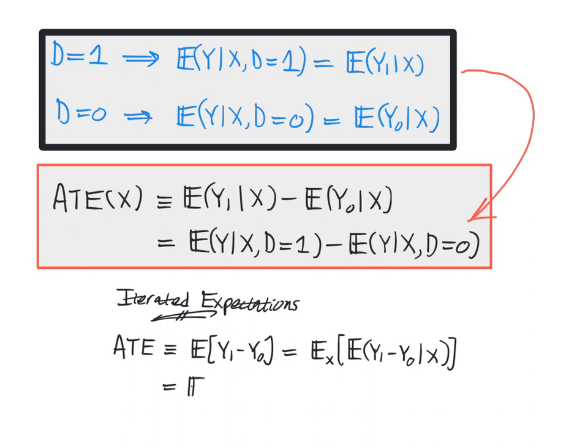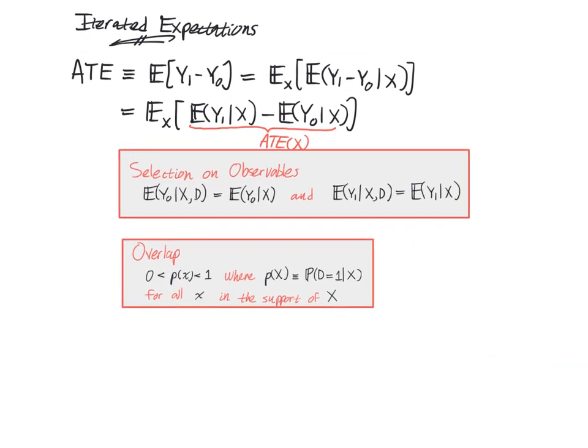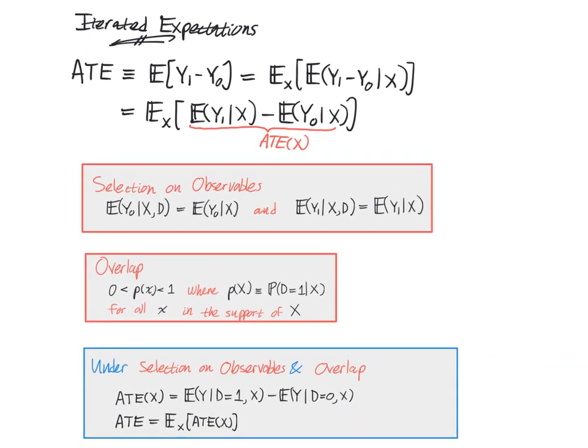Now, by linearity, the inner expectation can be split into two separate expectations, that of y1 given x and y0 given x. And now we recognize the expression that we derived in the red box above. This is just the conditional average treatment effect. Because we've already derived an expression for the conditional average treatment effect in terms of observed expectations, namely that of y given d equals 1 and x, and y given d equals 0 and x, we're done.